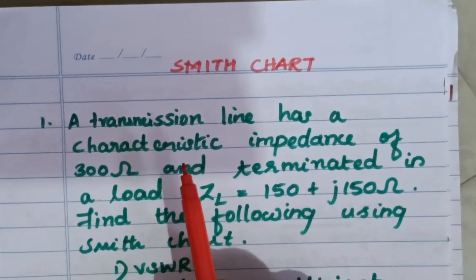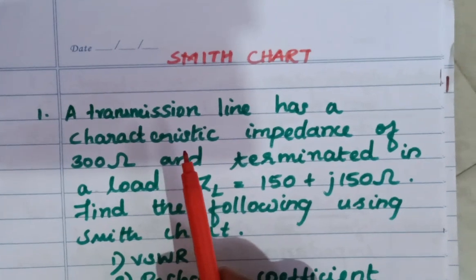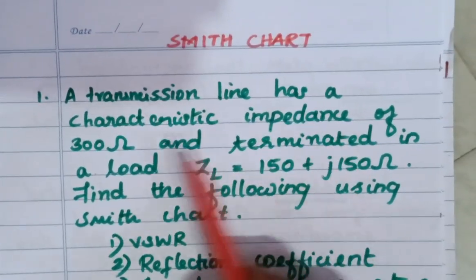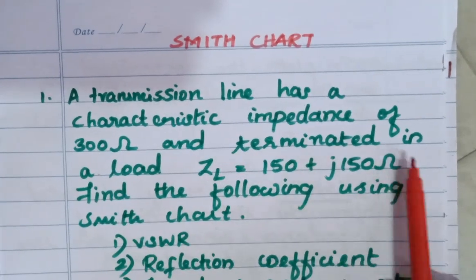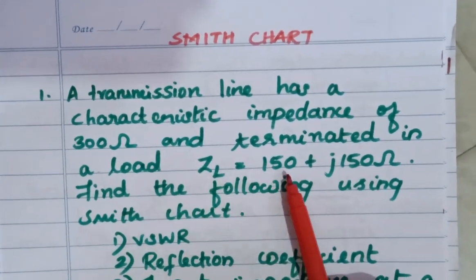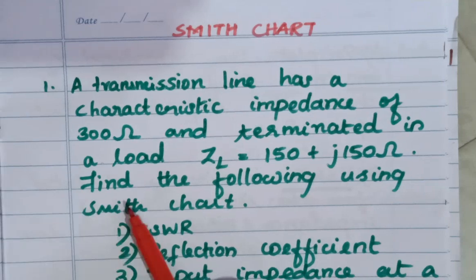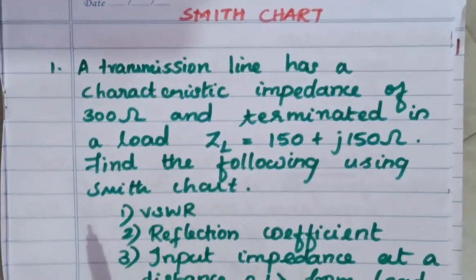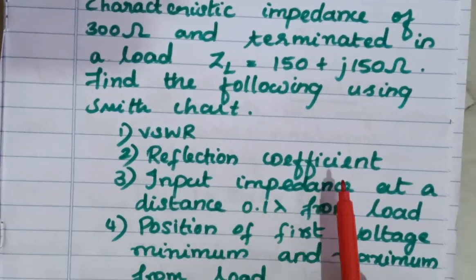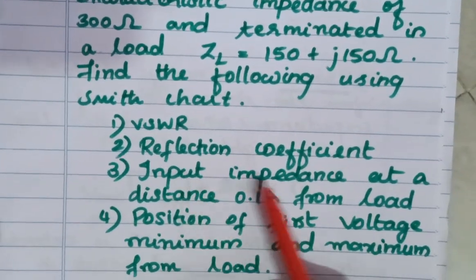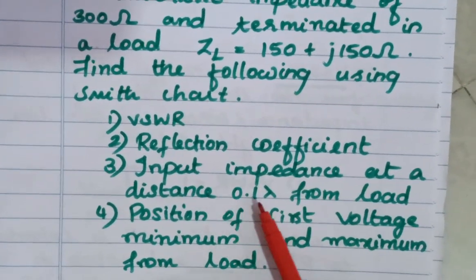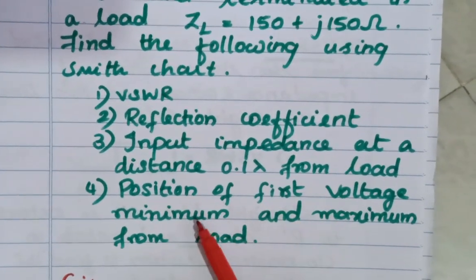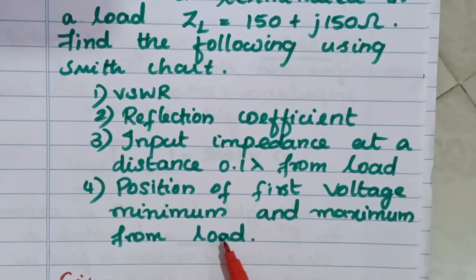Dear students, today we are going to solve a problem in Smith chart. A transmission line has a characteristic impedance of 300 ohm and is terminated in a load ZL equal to 150 plus J150 ohm. Find the following using Smith chart. First, VSWR. Second, reflection coefficient. Third, input impedance at a distance 0.1 lambda from load. Fourth, position of first voltage minimum and maximum from load.